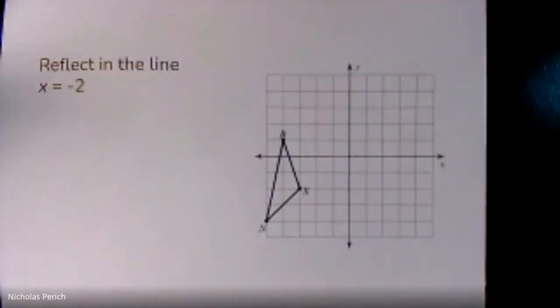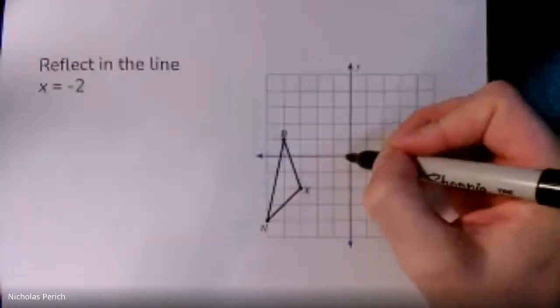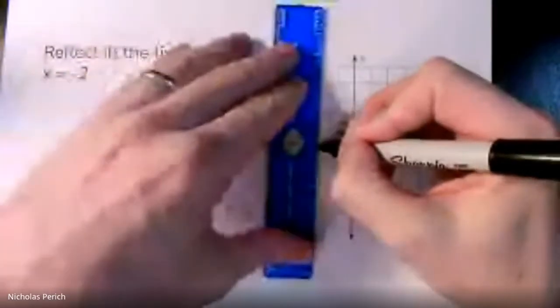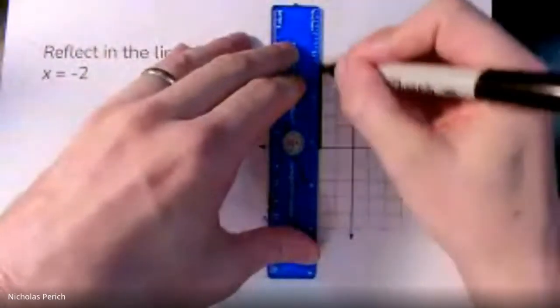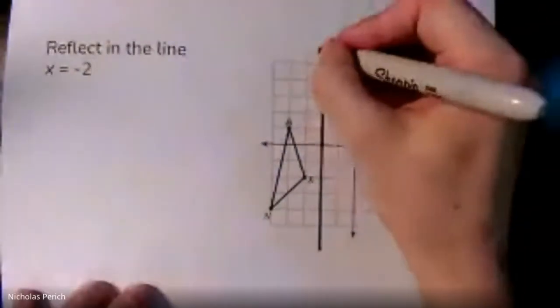Who would have thought? All right, x equals -2. That's going to be my reflection line. So there's x is -1, x is -2. So x equals -2 is going to be that line right there. That's my mirror.